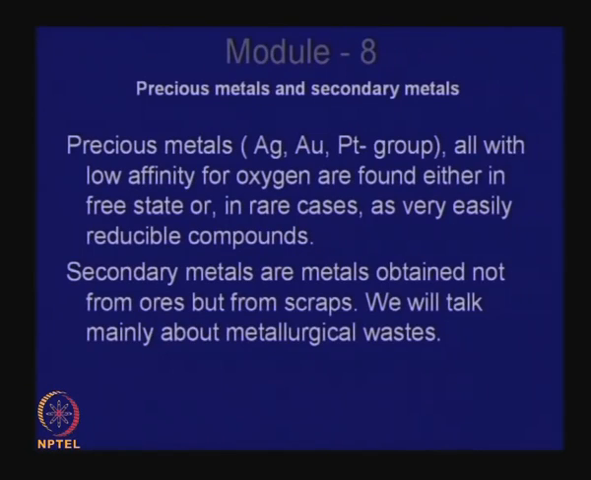Now, again I repeat that precious metals like silver, gold, platinum group metals, all with low affinity for oxygen, are found either in free state or in rare cases, as in the case of silver, as very easily reducible compounds. When we say free state, it does not mean there are chunks of platinum or gold lying around.